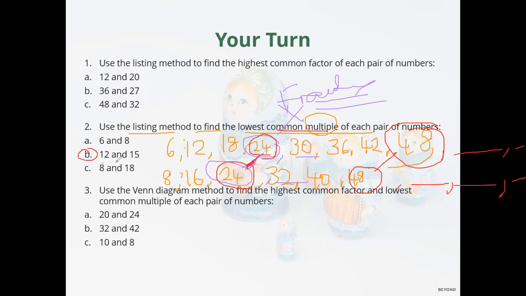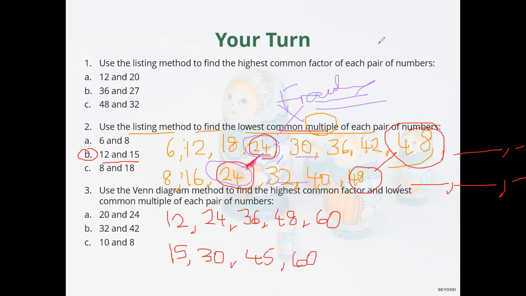Okay, now for B, 12 and 15. Let's do that here. So go on: 12, 24, 36, 48, and then 60. And for 15: 15, 30, 45, 60. Can you see? 60 already matches. So this is your lowest common multiple using the listing method. Okay, clear? Clear, teacher, clear. Yeah, good.